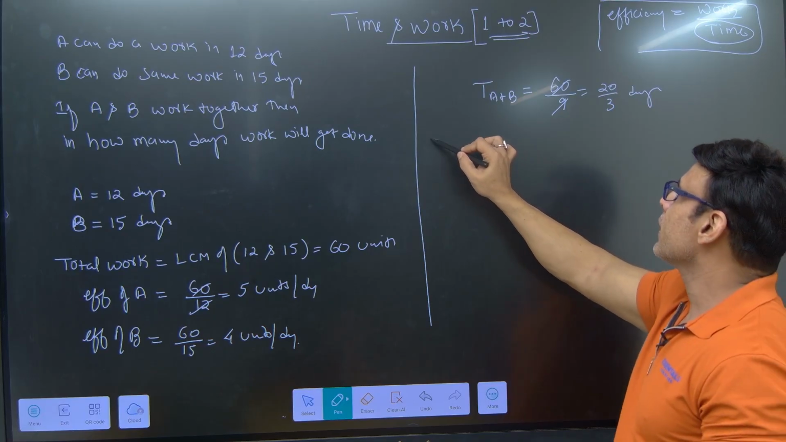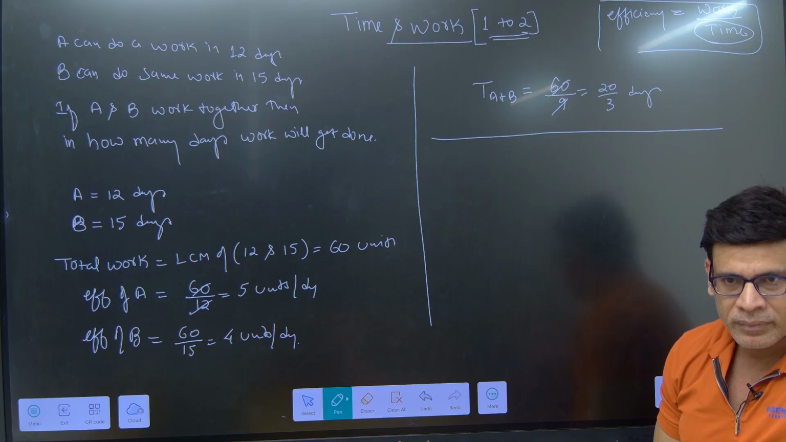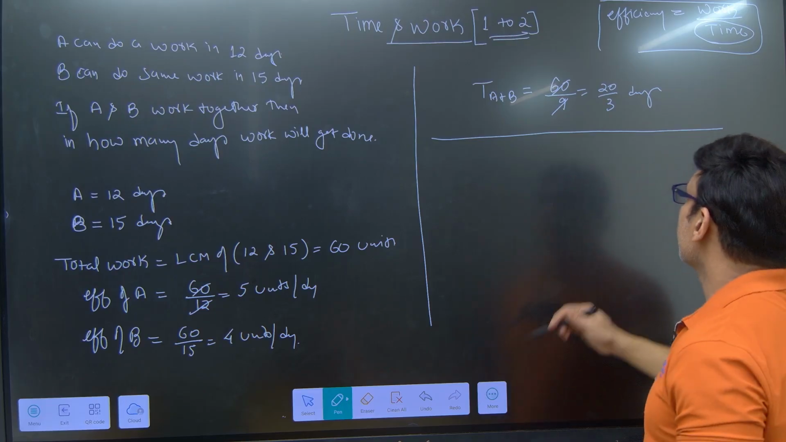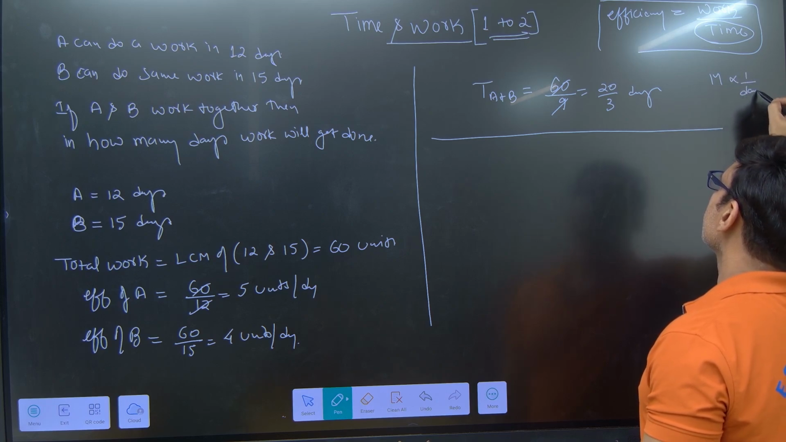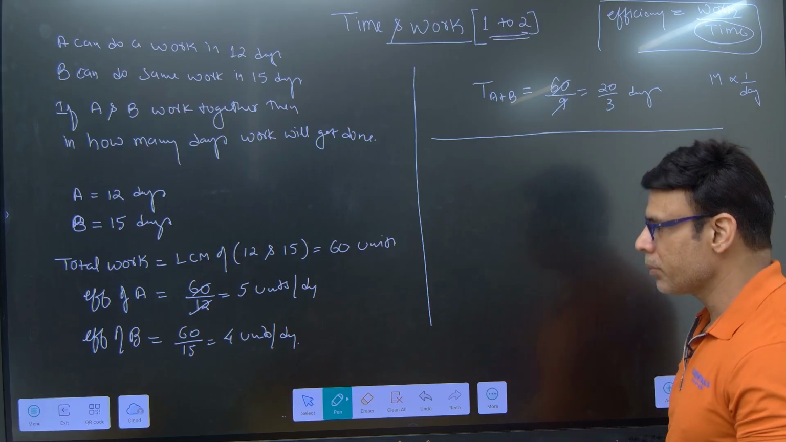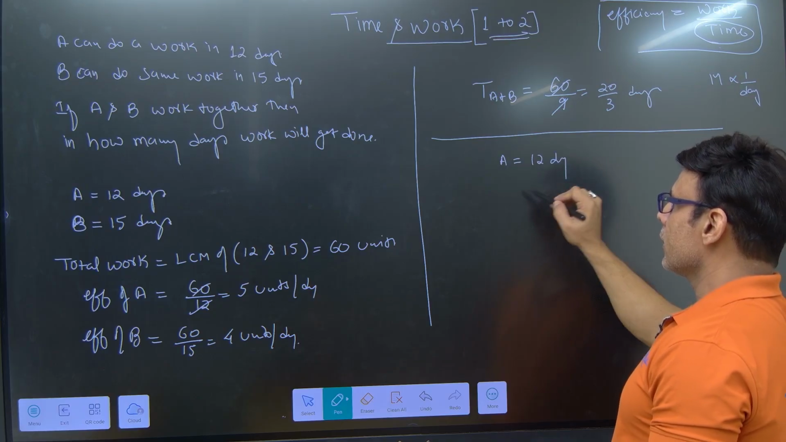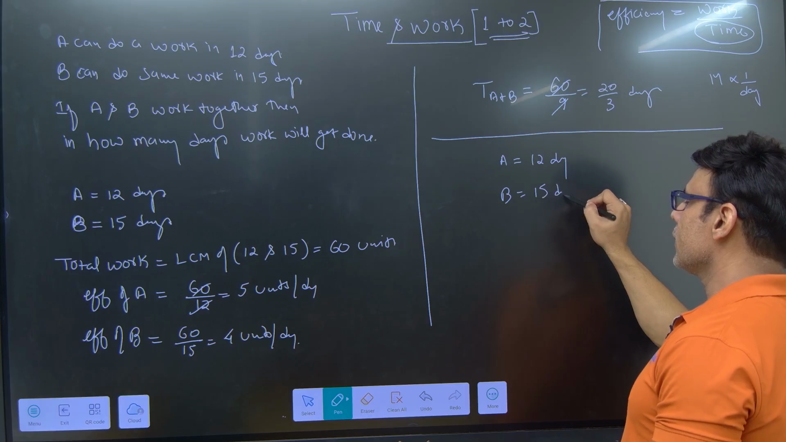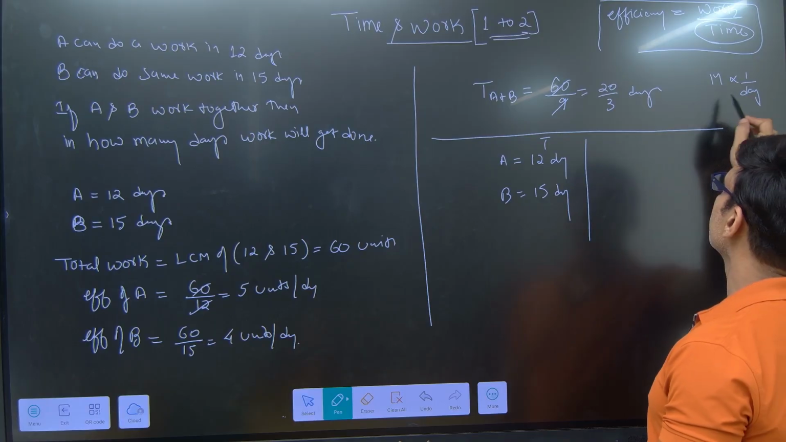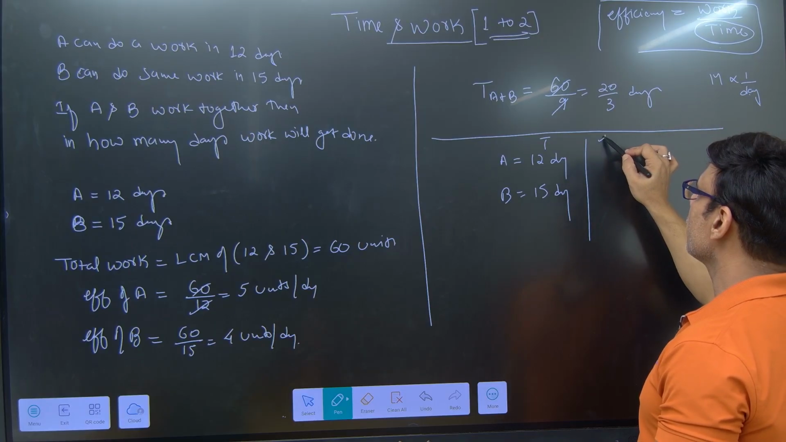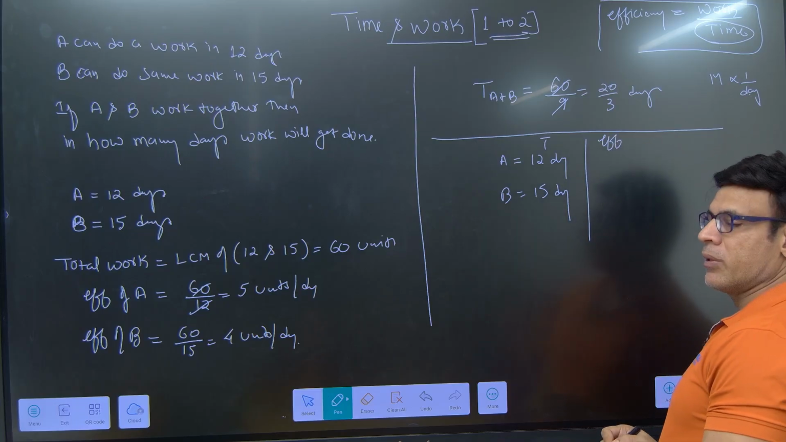One more thing, now you pay attention. What is constant in this entire problem? Work. Very good. I told you men is inversely proportional to days if work is constant, right? Now pay attention. A can do this work in how many days? 12 days. B can do this in 15 days, right? This is time. Time is days. So efficiency, if you have to find out, it will be inversely proportional to time.